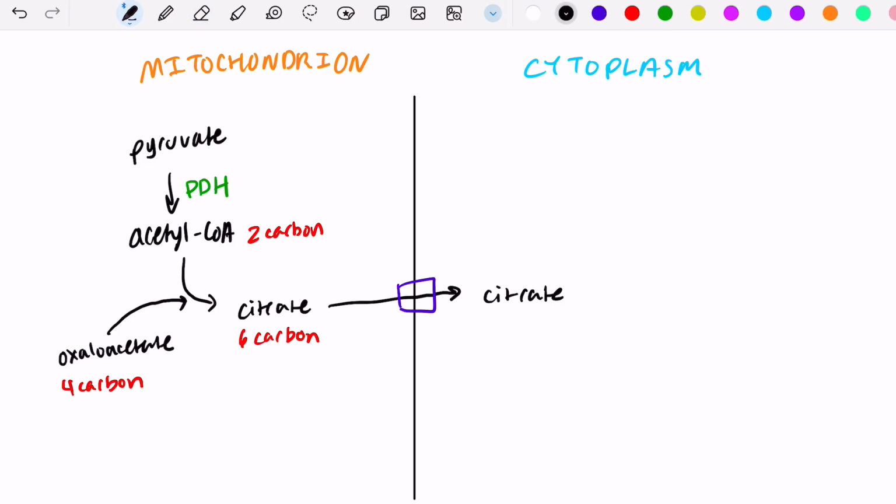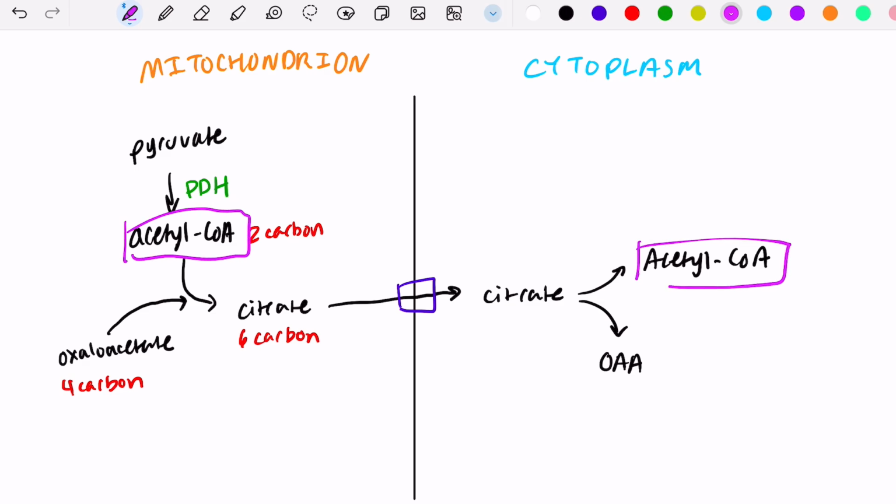Once citrate passes through the membrane, it can be converted back into acetyl-CoA and oxaloacetate. So I'll draw 2 lines here. Oxaloacetate is produced again, that 4-carbon molecule, and then we have acetyl-CoA left over. Okay, so let's think about what went into this process and what went out. We input acetyl-CoA on the mitochondrial side, and we output acetyl-CoA on the cytoplasm side. Citrate is our intermediate molecule. So this is the citrate shuttling of acetyl-CoA to the cytoplasm from the mitochondria.